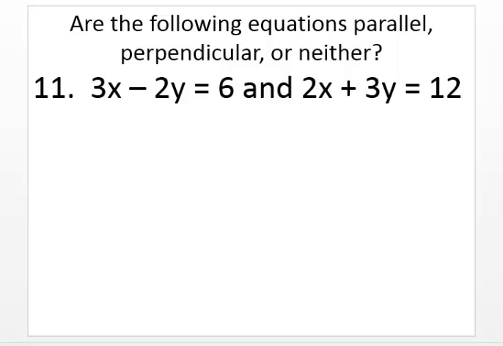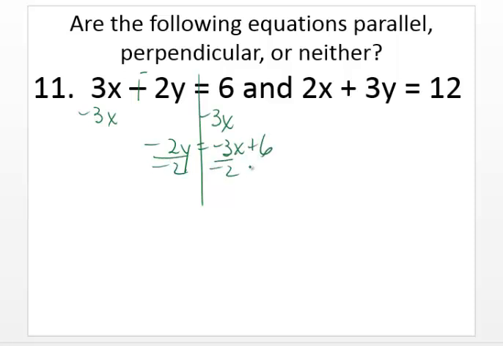In my last example, again, I'm going to have to solve for y, so I'll do so by subtracting 3x from both sides. This gives me -2y = -3x + 6. Divide by -2 everywhere. That gives me y = negative over negative is a positive number, plus -3. The slope of this line is 3/2.